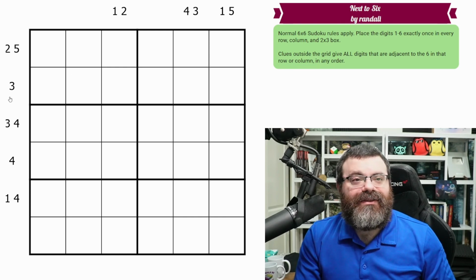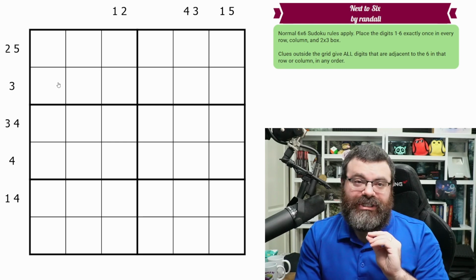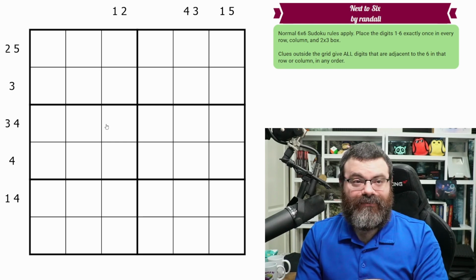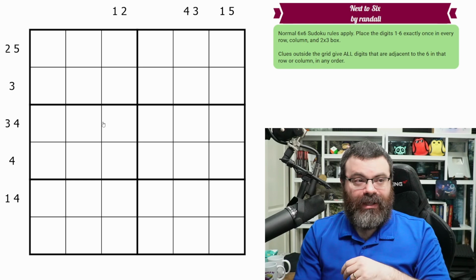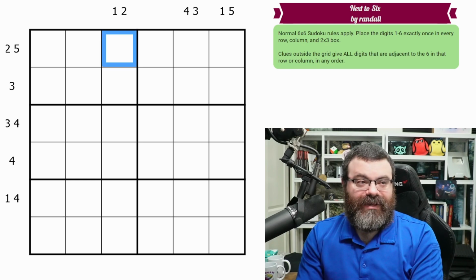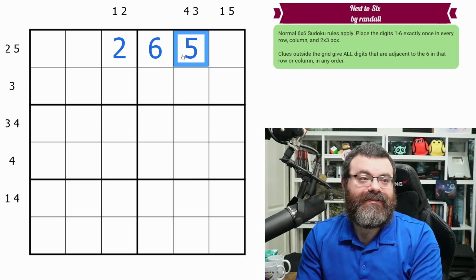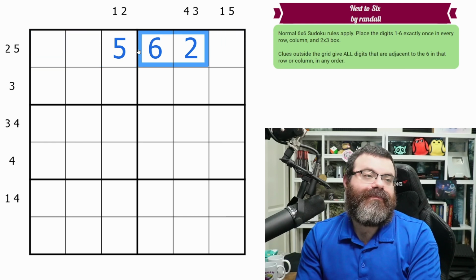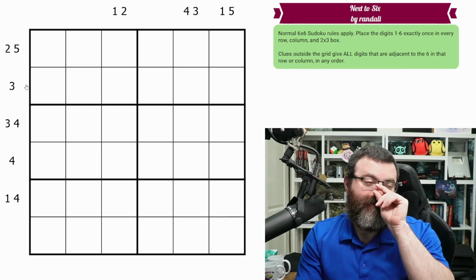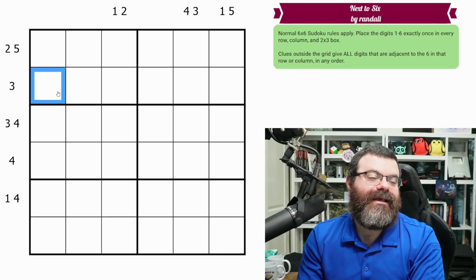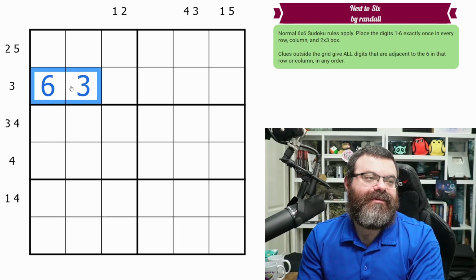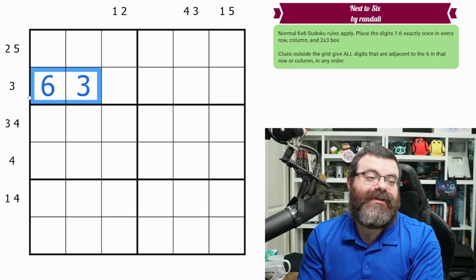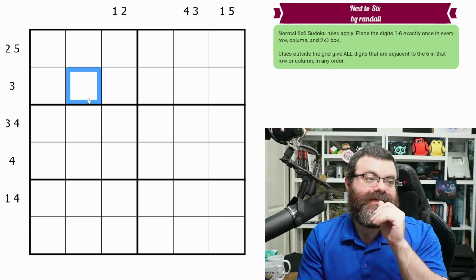So the clues outside the grid give all of the digits that are adjacent to the 6 in that row or column, but in any order. So this 2, 5 here would tell us that we could have 2, 6, 5, or we could have 5, 6, 2, somewhere in this row. Now it says all, so this 3, for example, the implication here is that the 6 is going to be on one side or the other with the 3 next to it. Otherwise, 6 would have another digit next to it, which would have to be listed.